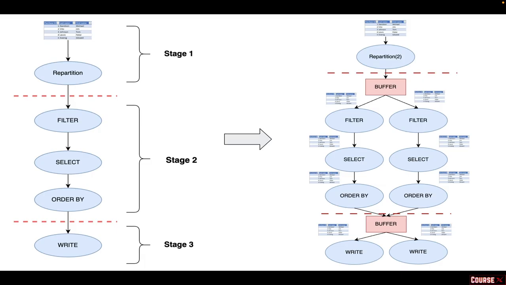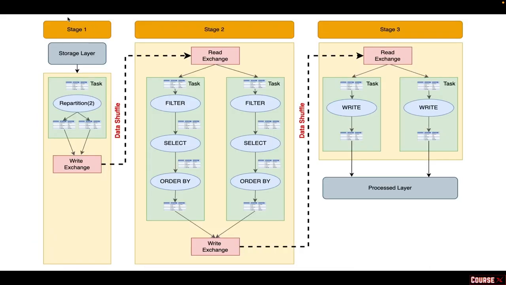Now let's check a cleaner version of this flow. In stage 1 we read the data from the storage layer into a data frame, right? And let's say, for easier illustration, it has read the data into only a single data partition. Now we are applying a repartition 2. In order to apply this repartition 2, we have to have this buffer, right? So let's call it write exchange. These exchanges are part of executor memory. After writing the stage 1 output into write exchange, we have to read this data for the next stage, right? This data movement from write exchange to read exchange is called data shuffle.